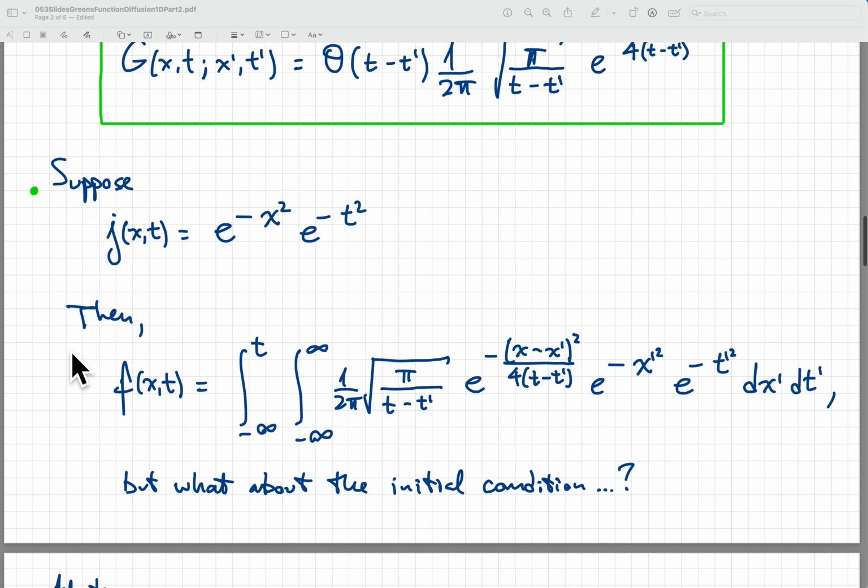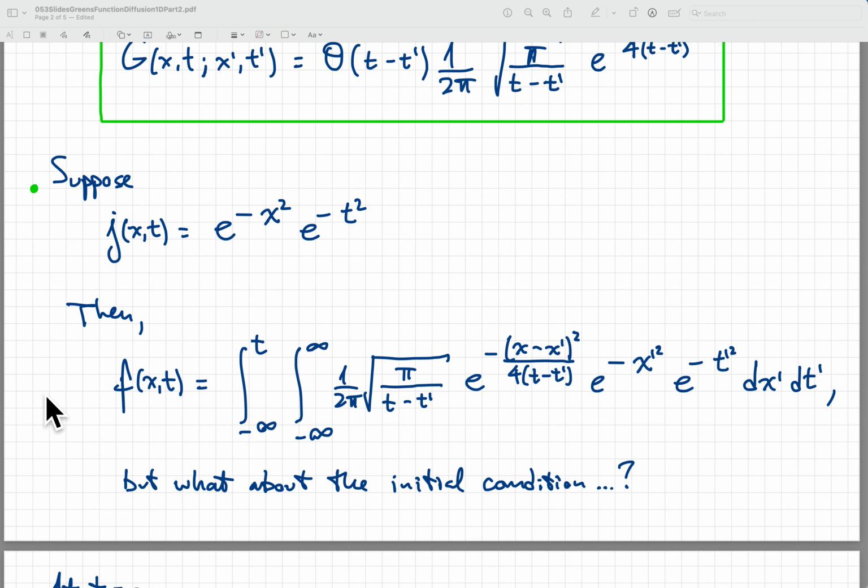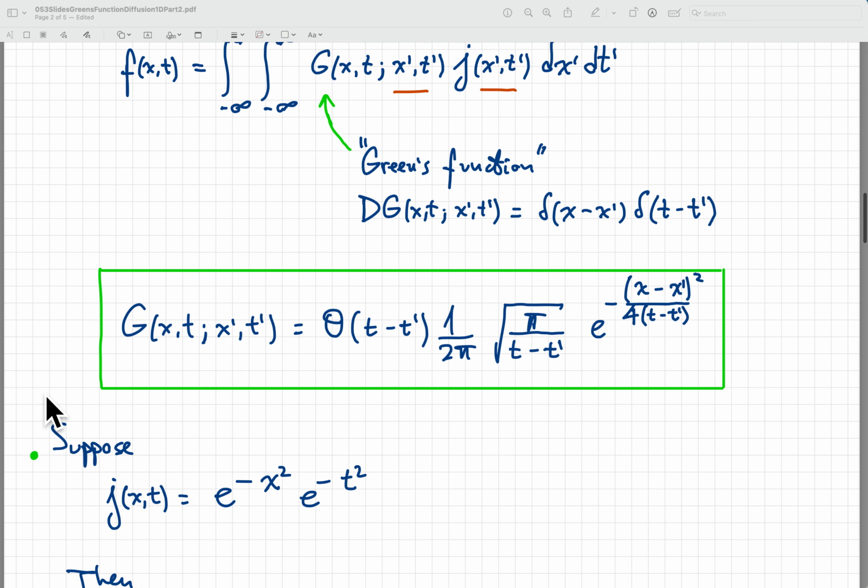So a couple of questions here. The first one is, what about the initial condition? So how do we know that this solution actually gives us the right initial condition? And in fact, it doesn't, and we don't know right away. We built some Green's function that obeys the properties that we want. It does obey this property.